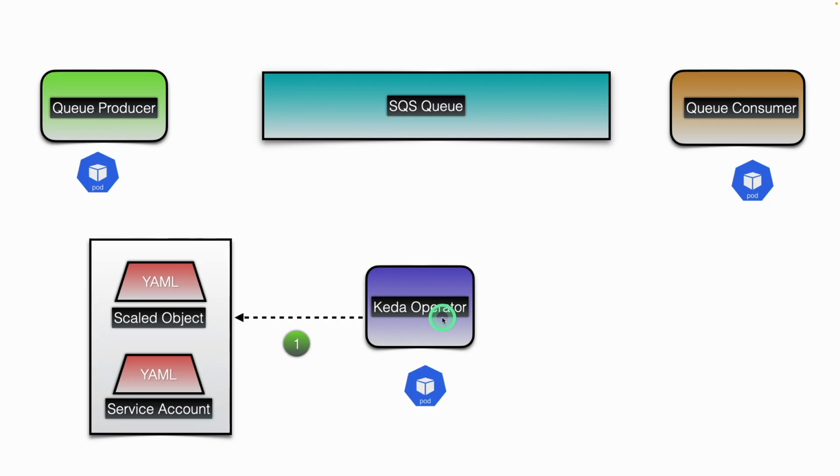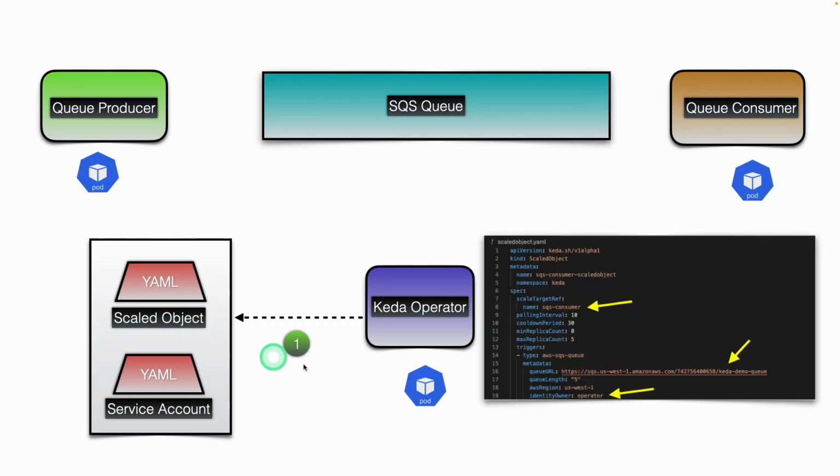So now, what does KEDA do first? It looks at the scaled object YAML file that's deployed. So what is a scaled object YAML file, right? The scaled object specifies which deployment to scale, which is the queue consumer deployment. Then here is the threshold, right? It says the maximum replica count of the queue consumer should be 5, and the polling interval is every 10 seconds, right? And it specifies what type of trigger to use, which is the SQS queue, and it provides the queue URL.